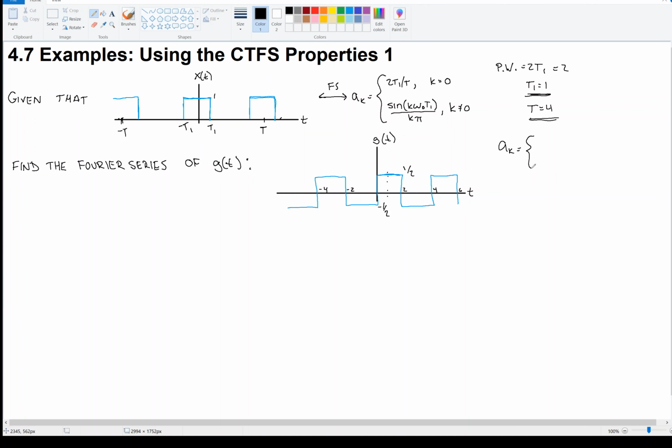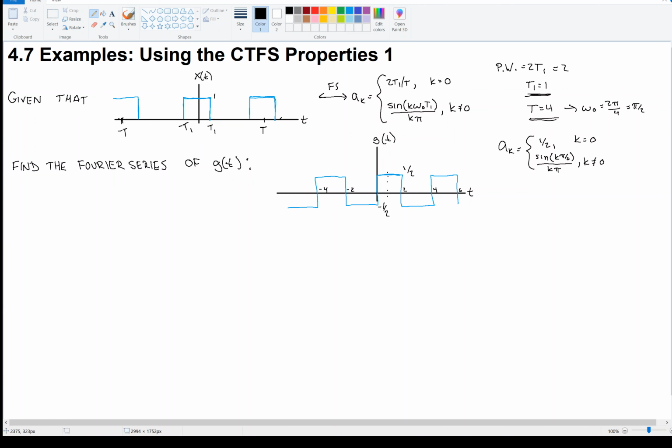X of t has Fourier series coefficients given by 2t1 over t, well that's 1/2, when k equals 0, and then we have the sine of, well, if the period is 4, that implies that omega 0 is 2 pi over 4, which is pi over 2. So this is the sine of k pi over 2, and then over k pi, when k is not equal to 0. All right, so those are the Fourier series coefficients of x of t with these given parameters.